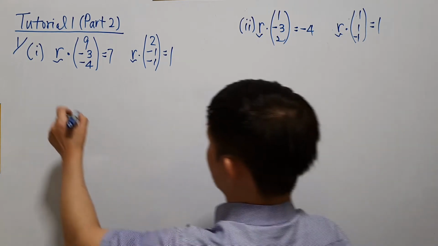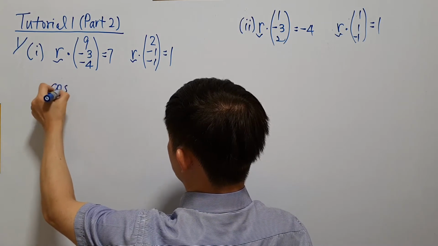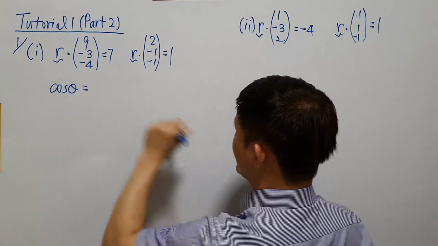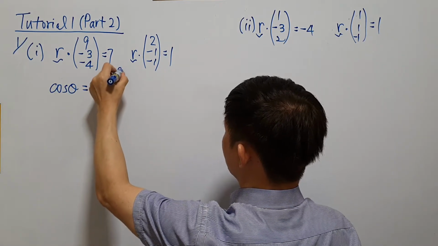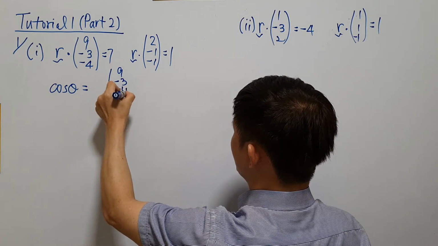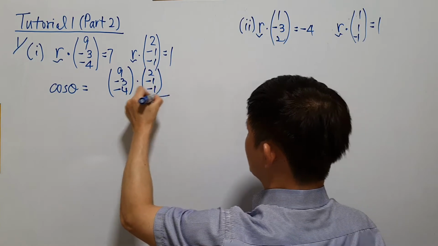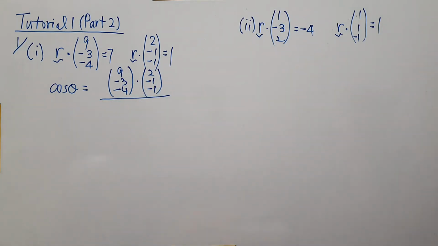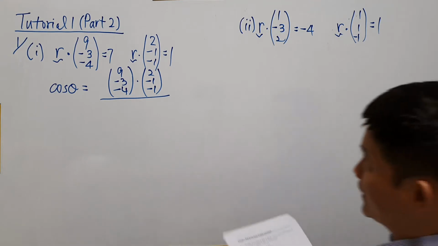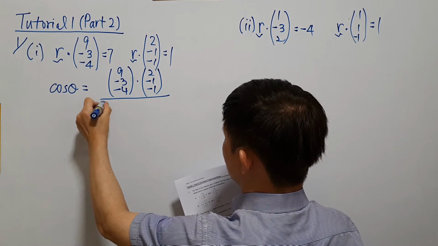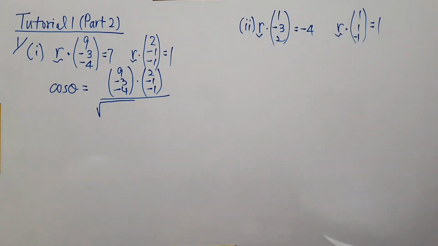To find the angle between the 2 planes, cosine theta equals (9, -3, -4) dot (2, -1, -1) divided by, now to find the cosine between the 2 planes, which is the same as the cosine between the 2 normal vectors, you will always need to divide by the magnitude of the 2 vectors. It's actually a dot product.